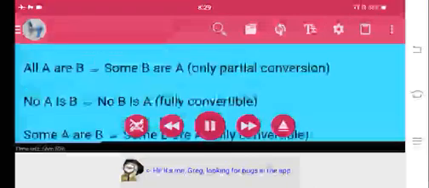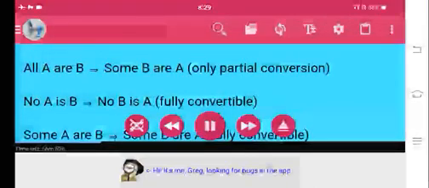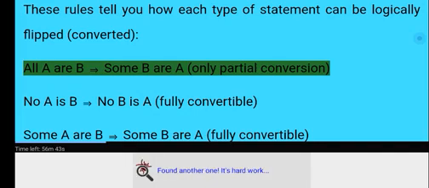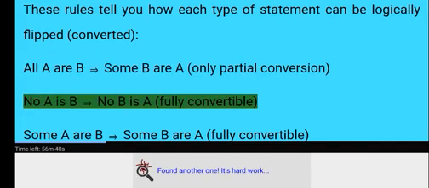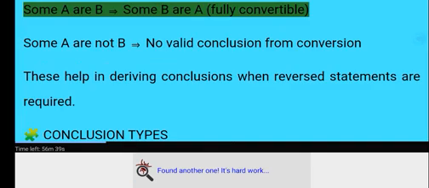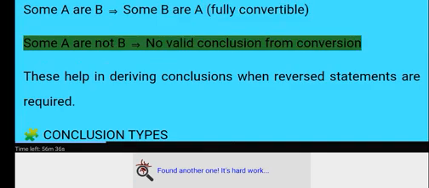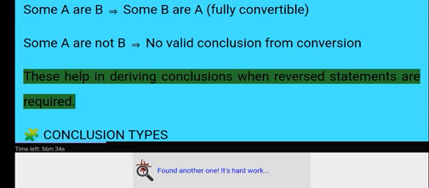Conversion rules. These rules tell you how each type of statement can be logically flipped, or converted. All A are B converts to some B are A, only a partial conversion. No A is B converts to no B is A, fully convertible. Some A are B converts to some B are A, fully convertible. Some A are not B gives no valid conclusion from conversion. These help in deriving conclusions when reverse statements are required.